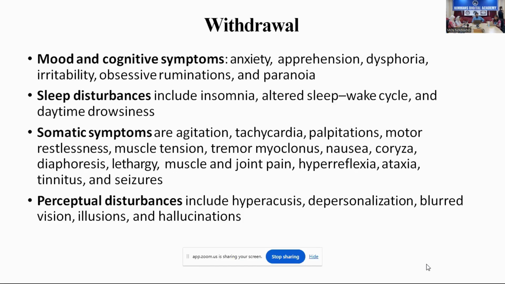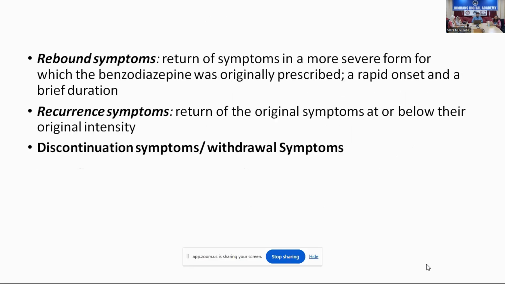Again, there can be some myoclonus during the sleep time, nausea, coryza, diaphoresis, etc. Seizures, hyperreflexia, again very diagnostic of benzodiazepine withdrawal. Perceptual disturbances include your hyperacusis, your depersonalization, derealization phenomena, your blurred vision, illusions, and your hallucinations. Then there is a certain difference, although again used interchangeably, but there are differences between rebound symptoms and recurrent symptoms.